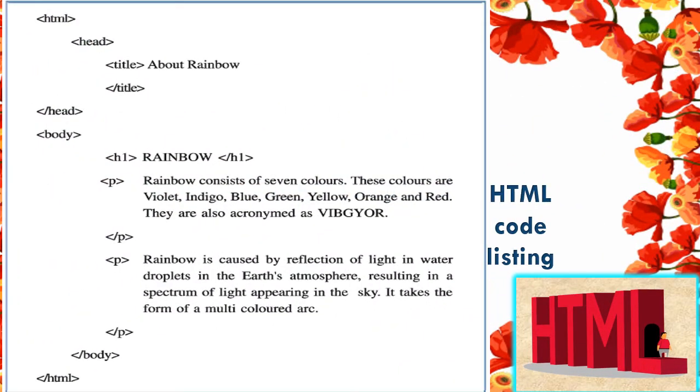Now see this HTML code listing. This is the beginning of HTML code and this is the ending of HTML code. As we have seen that HTML code consists of two parts, head section and body section. This head start till the head ends denotes the head section, whereas this body start till the body ends denotes the body section.